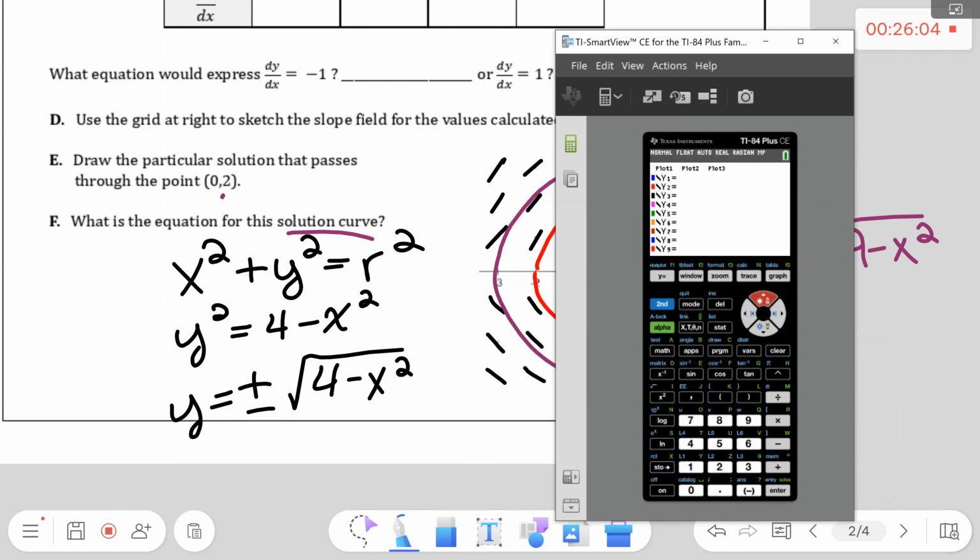So if I go on my calculator and do square root of 4 minus x squared, and I hit the graph button, it only does the top half of the circle. So I would have to come in here and manually put in also graph negative square root 4 minus x squared. And it'll graph both halves of that circle for me at that point.